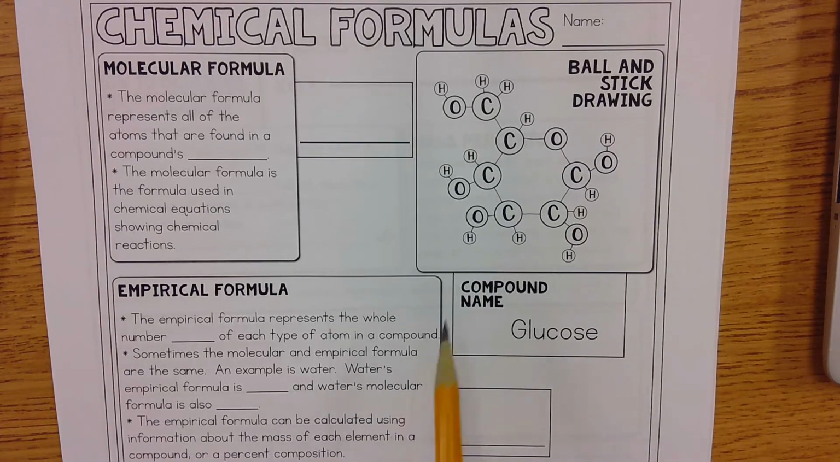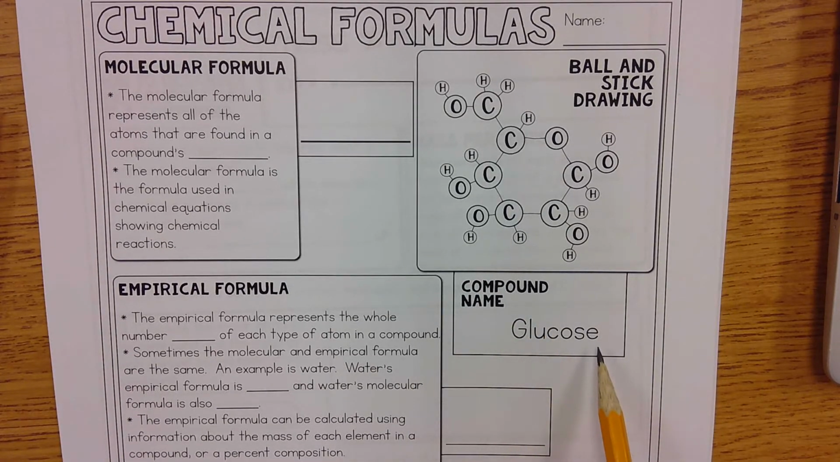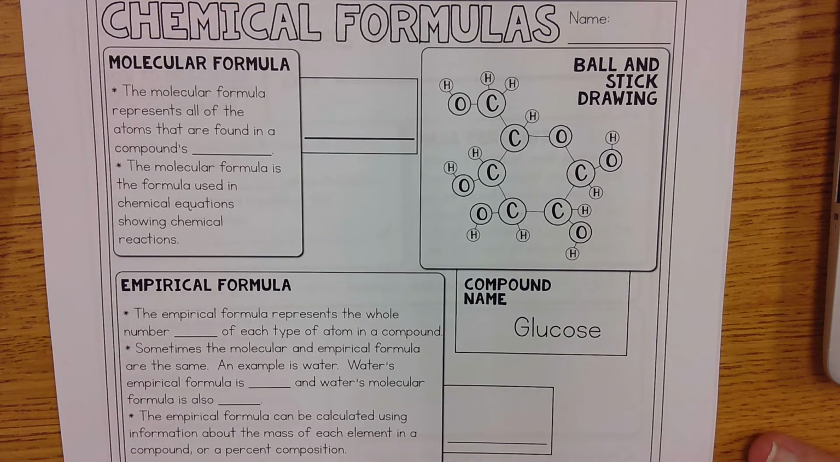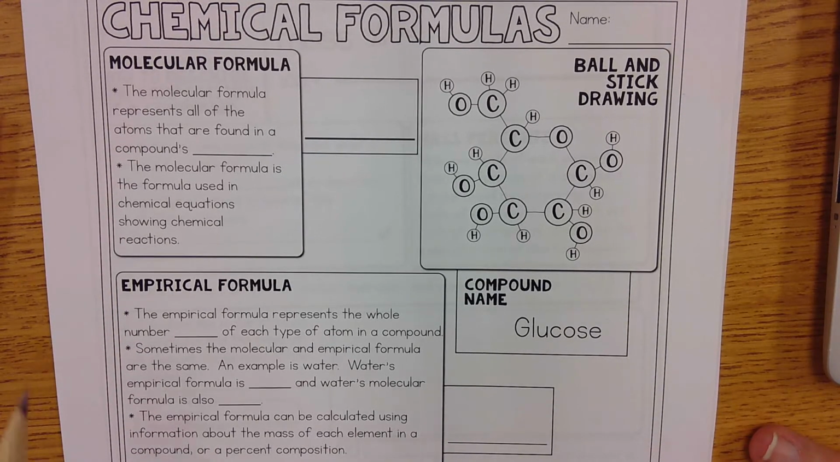So we will start with glucose. That's the name of the compound that we're going to use to do these definitions. It should be one that you are familiar with from biology class, so you should have a little bit of a basis of what glucose is. There are a couple of different ways we can write chemical formulas.